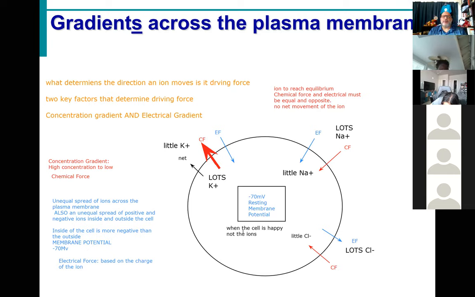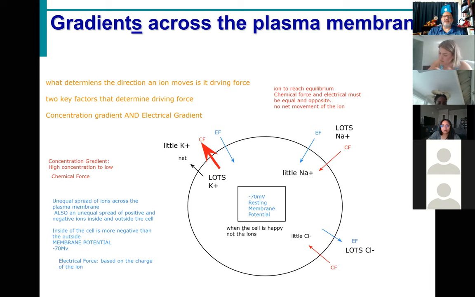The other thing to remember is that ions are like two-year-olds. What does a two-year-old care about? Themselves, absolutely. They will cut you with a knife to get what they want, right? Two-year-olds are horrible, horrible people. All they do is care about themselves, and that's all potassium cares about. It doesn't care about the cell or sodium or chloride or anything. It wants to be at equilibrium.